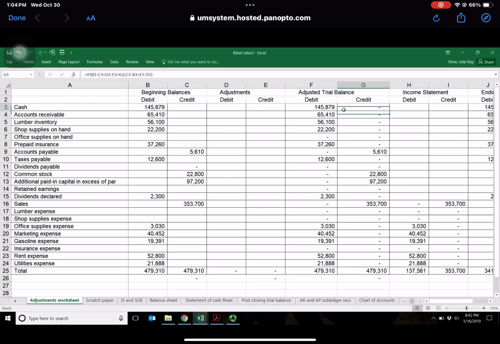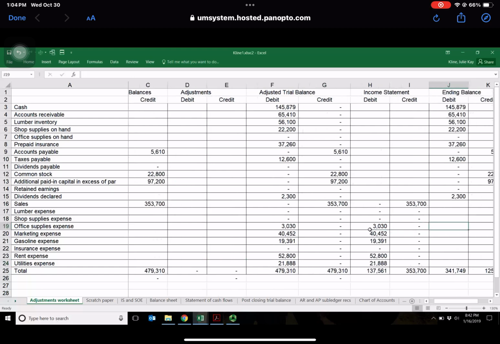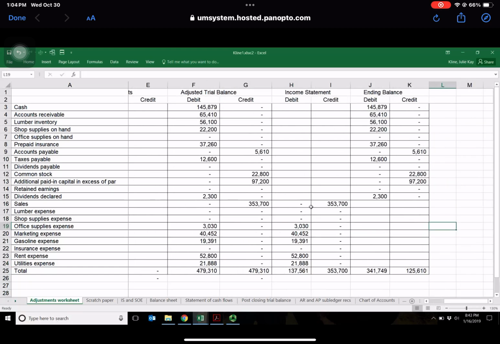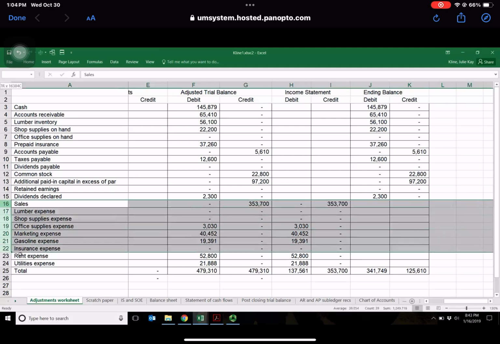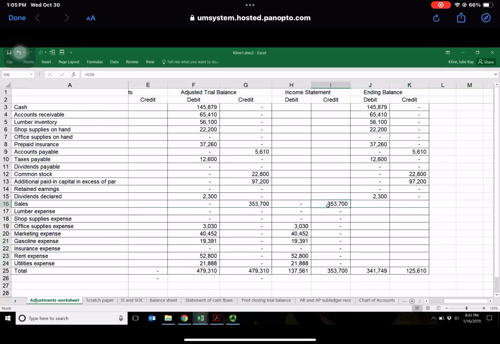Once you get those formulas in, copy, paste those, drag them down, and you'll be good to go. You should have numbers equal to everything in these columns. You know you've done it right and you're ready to move forward. Okay, then you have, as we scroll over, your income statement. Everything that is an income statement account needs to be in the income statement column.